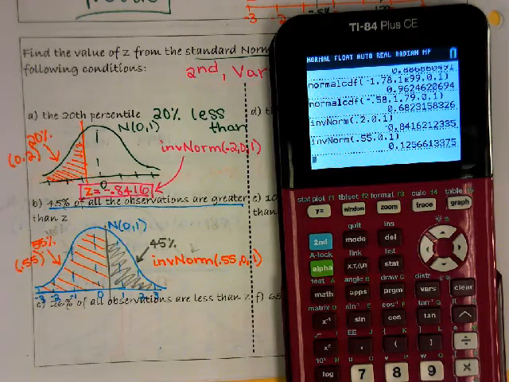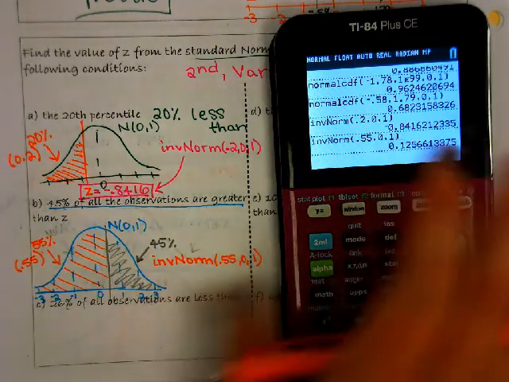Are we good on that one? Sam nodded, let me know if he got it. Tyler, did you get that one? You did tail to the right? Any questions? All right. So our z-score here is 0.1257.